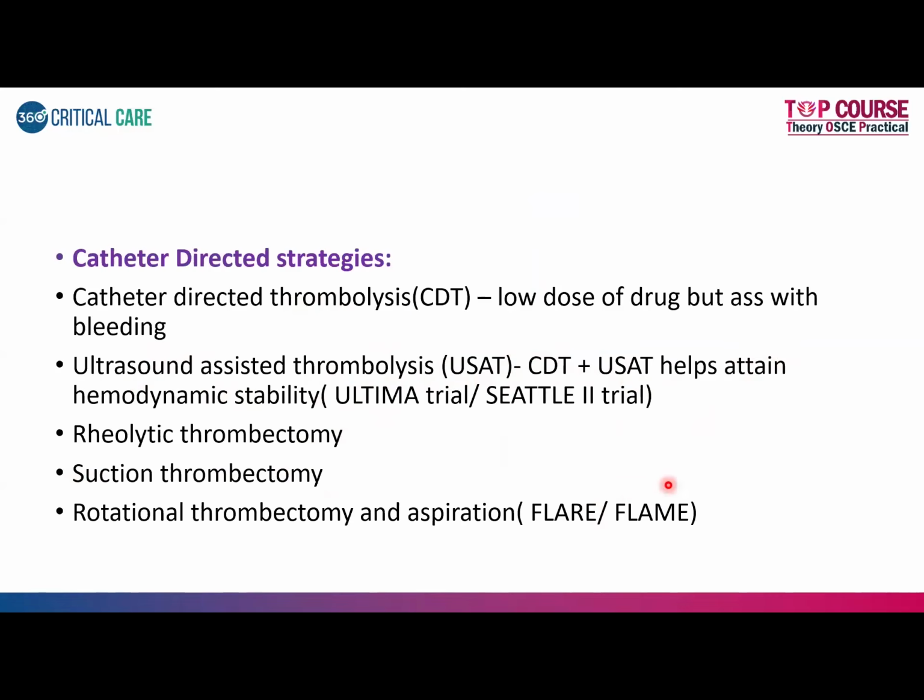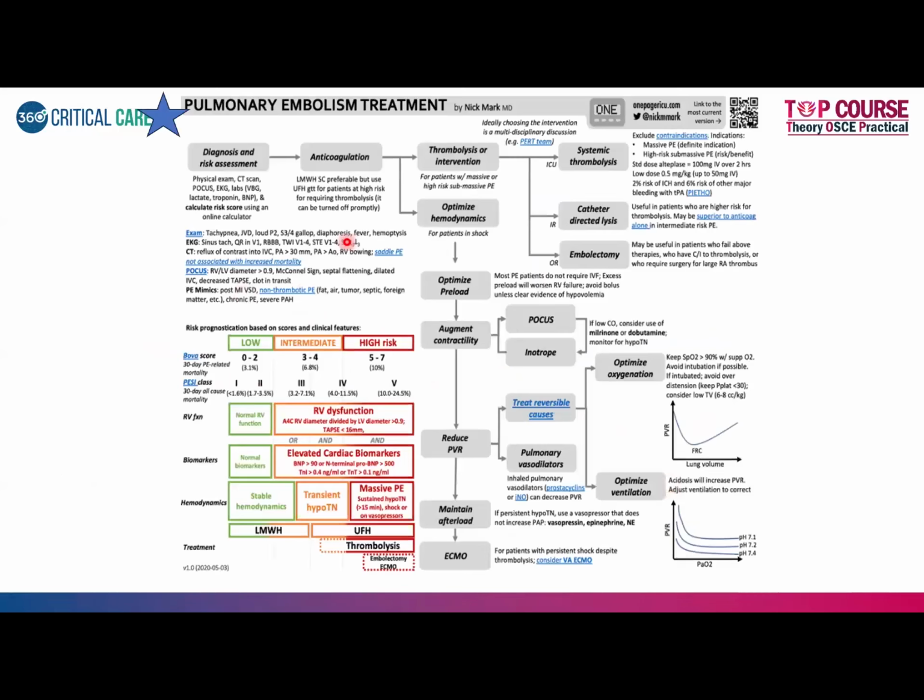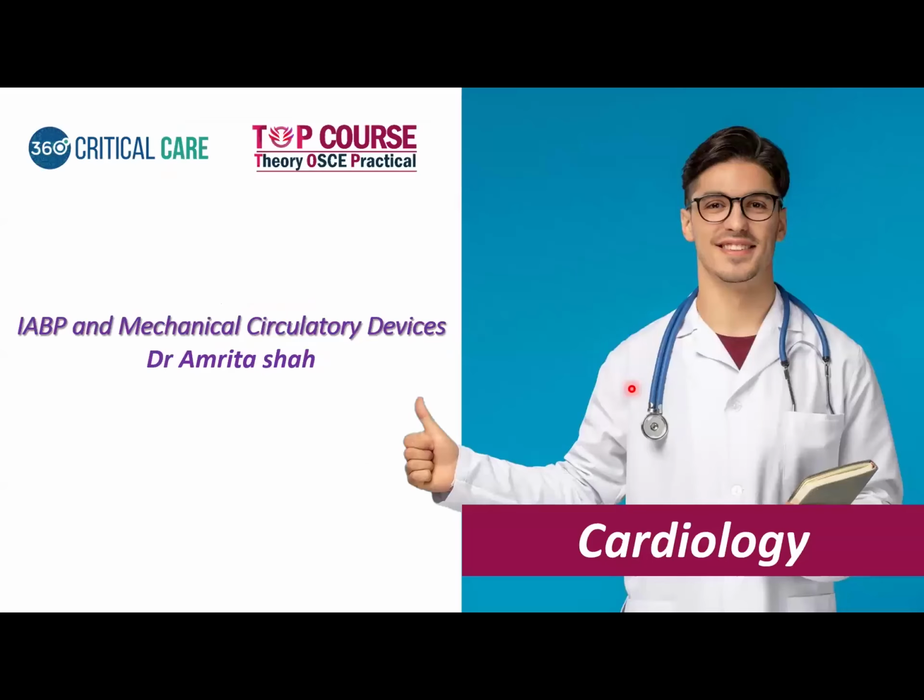So this is the single page if you have to read before the exams: diagnostics and risk assessment, anticoagulation, thrombolysis. Systemic thrombolysis, catheter-directed thrombolysis, or embolectomy, one has to know. Risk prognostication with low risk, intermediate risk, and high risk, which we have studied, all the risk scores along with RV dysfunction, biomarkers, hemodynamics, and finally the treatment. Do not forget to mention all the other treatment for pulmonary embolism. IABP and mechanical circulatory devices.